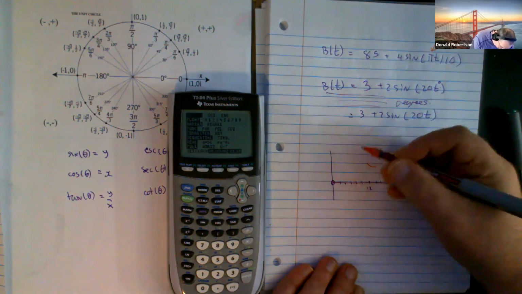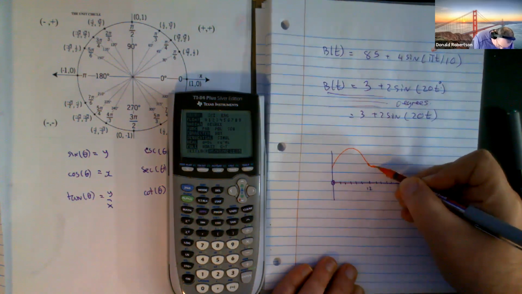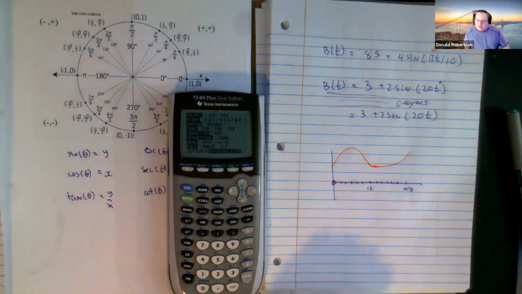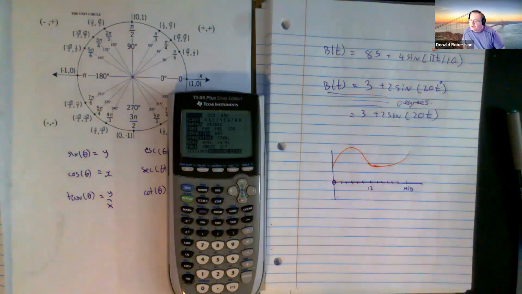Try to figure out what this would look like. Yeah, it would look like this. You see your blood pressure rises, then it goes down, and it rises. It would look something like that. Okay.